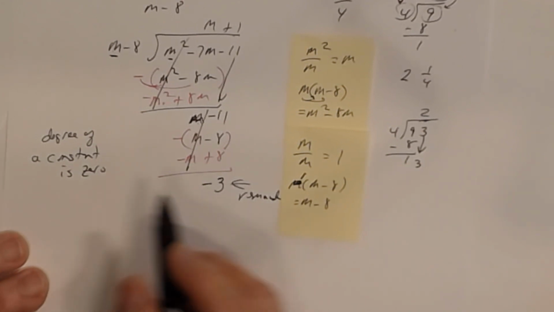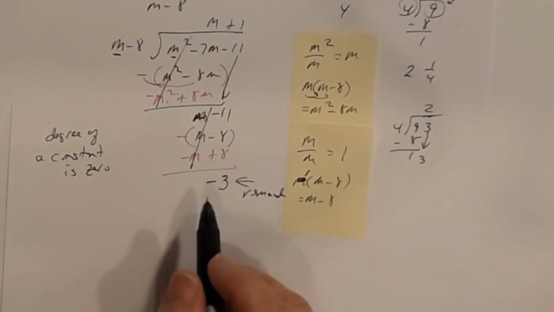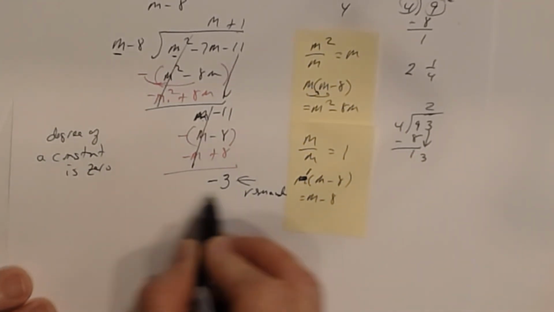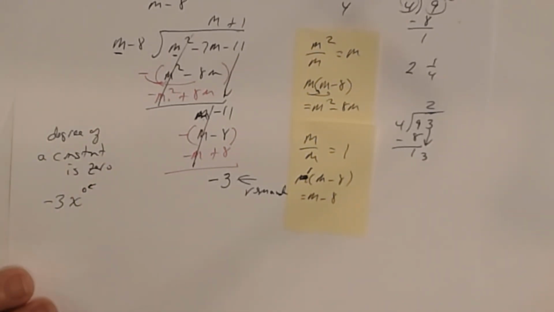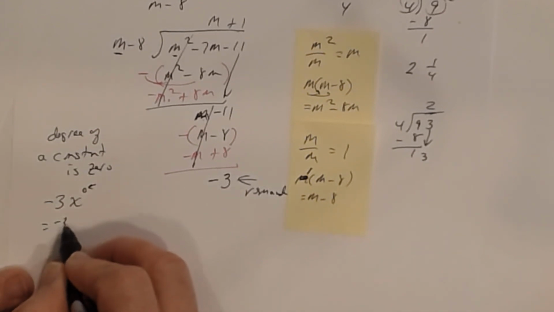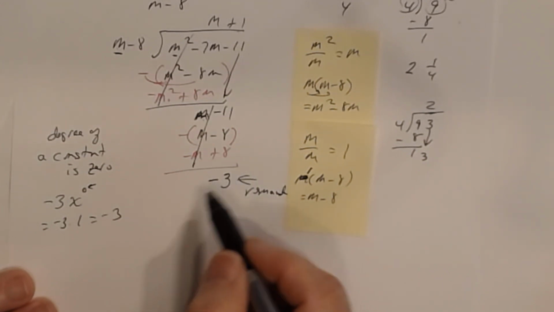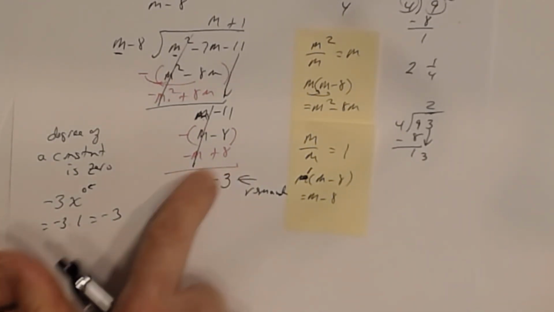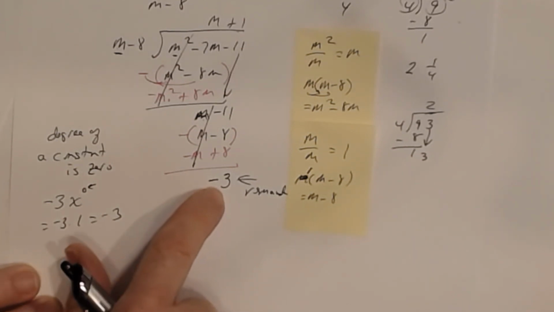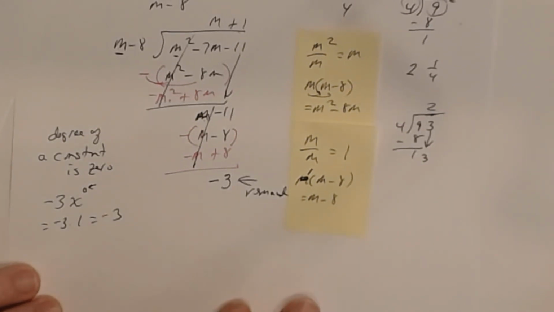Now in the lessons you're going to learn on Monday and Tuesday, the degree of a constant is 0, and here's why. Listen carefully. I can rewrite negative 3 as negative 3x to the 0 power. Because you know that x to the 0 is 1, so negative 3 times 1 is still negative 3. So you can always write a constant with a variable as long as you put 0 as the exponent of the variable. So the degree is 0. So you stop whenever the degree of the remainder is less than the degree of the divisor.